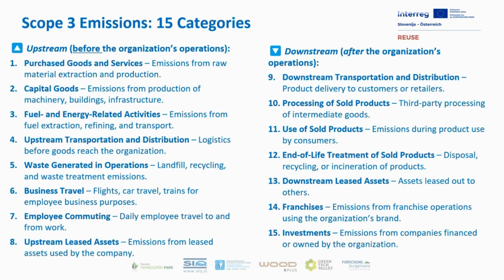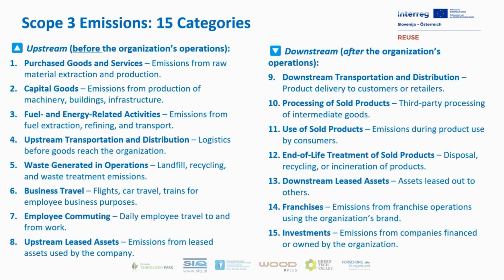Now let's move on to downstream emissions. These are emissions that occur after the product or service leaves the organization. Category 9, downstream transportation and distribution. These include emissions from delivering products to customers or retail outlets. For example, emissions from trucks or distribution services. Then category 10, processing of sold products. These emissions occur when the products sold by the organization are further processed by third parties, for example, raw materials that are later refined or transformed.